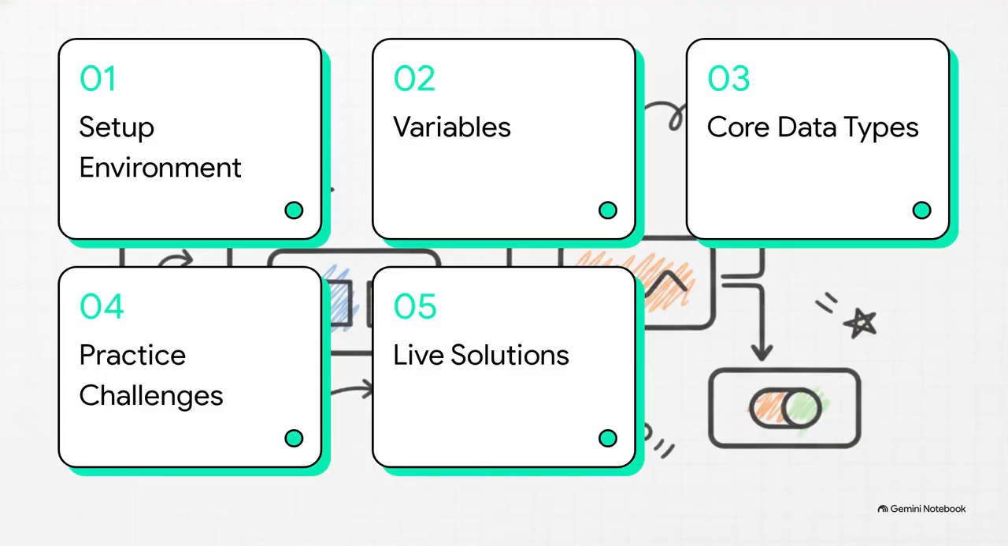Here's our roadmap for today's Explainer. We're following a sort of see it, do it, review it interactive method. First up, setting up your environment. Second, variables and dynamic typing. Third, exploring core data types. Fourth, practice challenges, and yep, that means it's your turn to code. Finally, we'll do a live solution walkthrough.